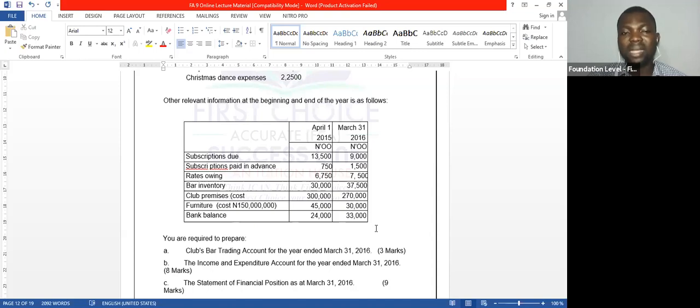I remember I said that whenever we are required to prepare a trading account, it is the same knowledge you had before in your secondary school. That is the trade account. So we are required to prepare a trade account.